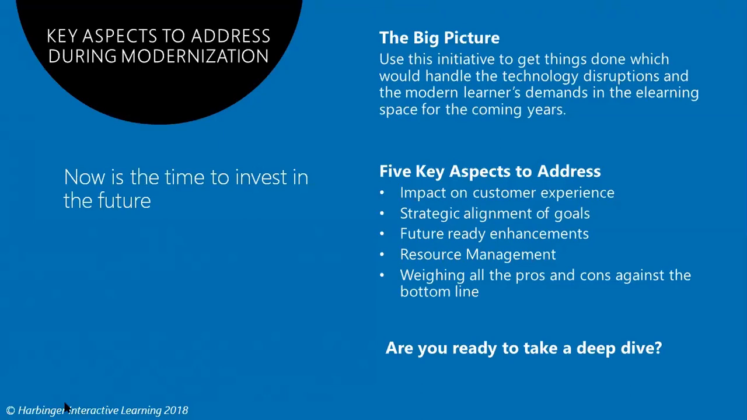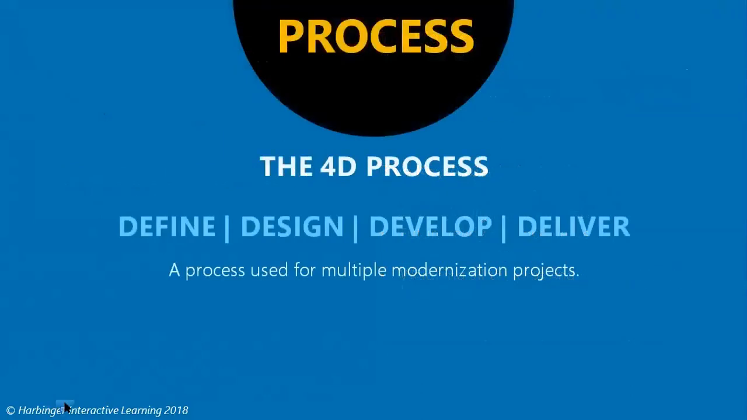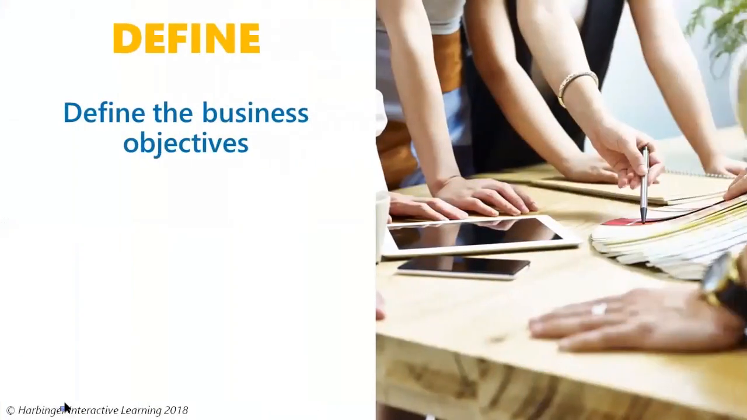So with that said, let's take a deep dive into the process of how we go about modernizing these courses. It's the 4D process: define, design, develop, and deliver. This is a process which we use for the modernization projects. This is a very collaborative process wherein we work very closely with our customers to address their specific business objectives and needs. Now let's look at these Ds one by one.